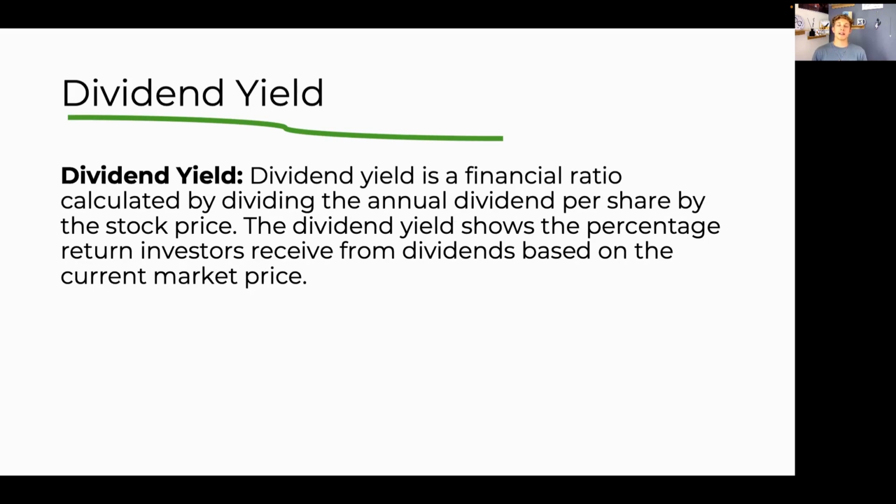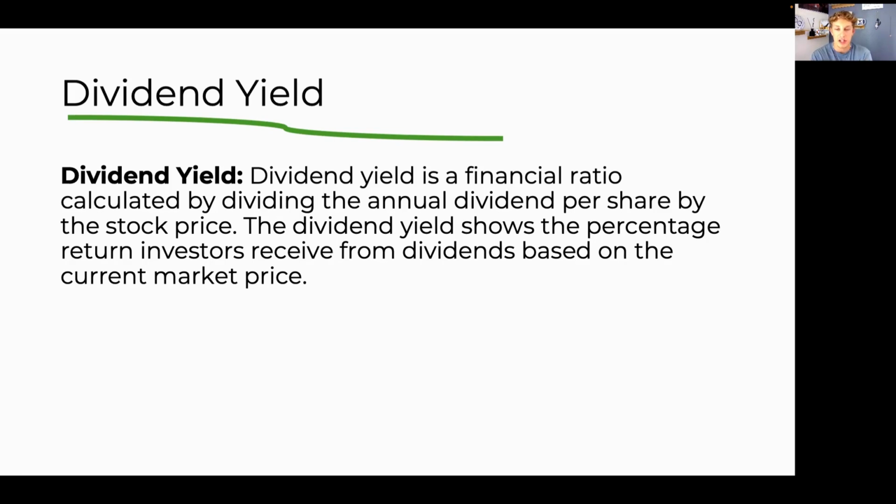Dividend yield, I love talking about because I am a huge fan of dividends. Dividend yield is basically a financial ratio that you find by taking the annual dividend per share divided by the stock price, right? It shows you the percentage return that you'll receive on dividends every year. Now, it's not guaranteed, but it's based on historical data. So if I want a stock that pays me a dividend, then I want to know how much am I going to make from that dividend.